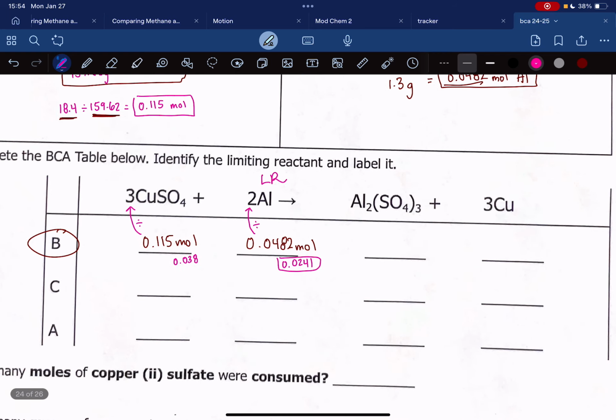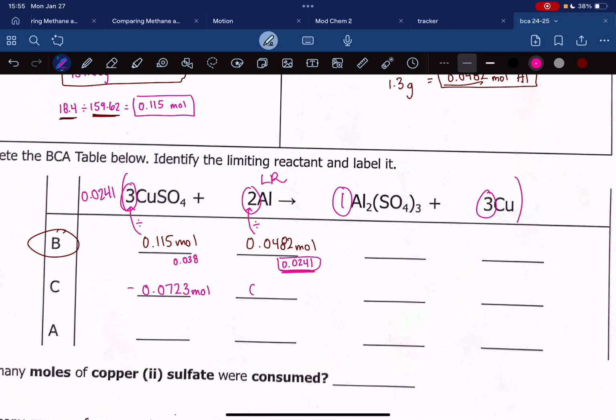Now to fill in the rest of my change row, I'll take this 0.0241 and I'm going to multiply it by each of the coefficients in my chemical equation. So that's the 3, the 2, the 1, right, the invisible 1, and the 3. So 0.0241 times 3 gets me 0.0723. And remember, I am using up reactant in order to make product, so that's how I know to put a minus sign right there.